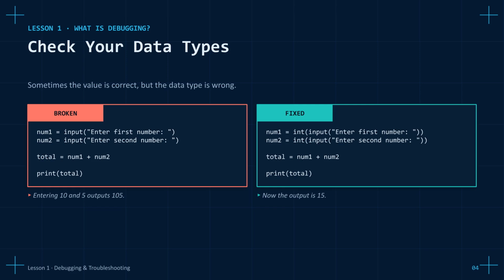Sometimes the value looks right, but the data type is wrong. Here, input always returns text, so adding two numbers together joins them like strings. Wrapping each input in int converts them to numbers, and now the addition works as expected. Always check your data types when the math looks off.